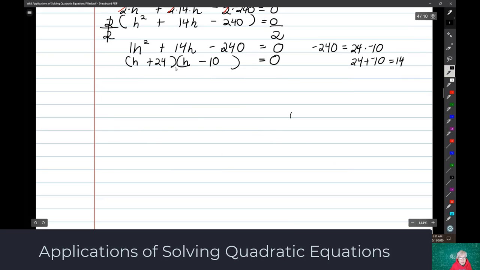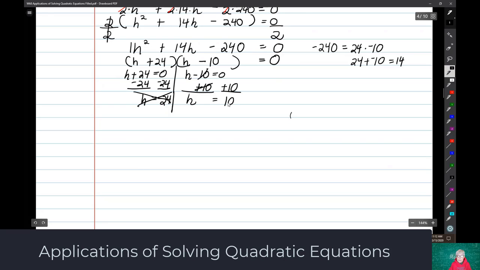Okay, now I set each factor equal to 0, so H plus 24 equals 0, and I subtract 24 from the equation, so that I will get that the height of the television is negative 24 inches, which is ridiculous. So I mark through it. Then I come over here, H minus 10 equals 0. I add 10 to both sides. Negative 10 plus 10 is 0. That leaves me with H equals 10. 10 makes sense.